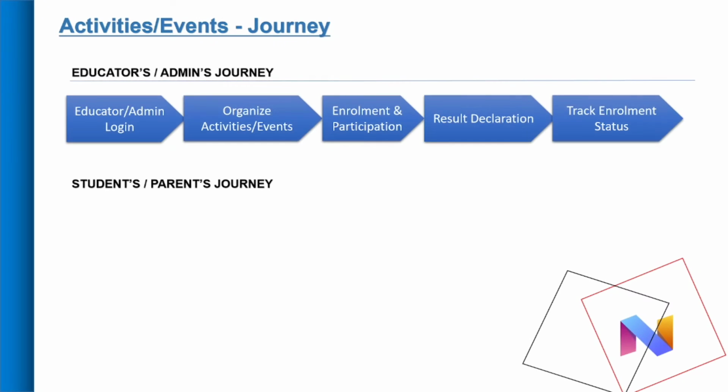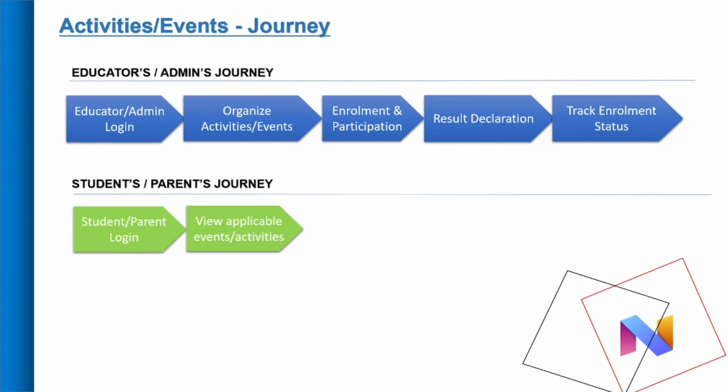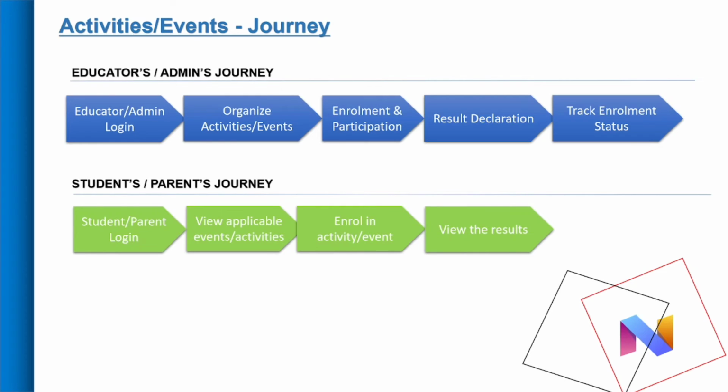Now I'm going to cover the student or the parent's journey. Student or parent login. They can view the applicable events or activities. Only if the parent enrollment is required, parent can enroll their ward in any activity or event. If the event is a competitive event, they can view the results of that particular event. So let's move to the application.